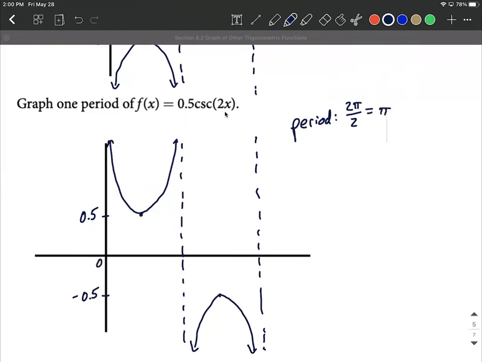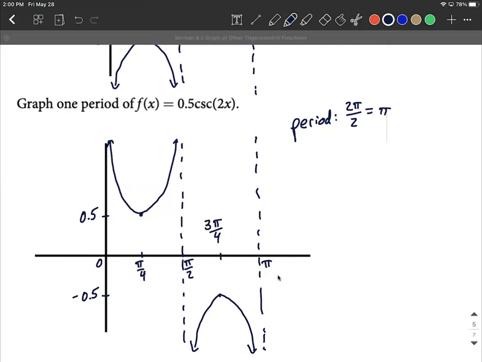So that means this is going to start at 0 and end at pi. Halfway there is pi over 2. Halfway between that and 0 is going to be a fourth of a pi, so pi over 4. And then halfway between a half a pi and a whole pi is going to be 3 pi over 4. 3/4 of a pi is between half of a pi and a whole pi.